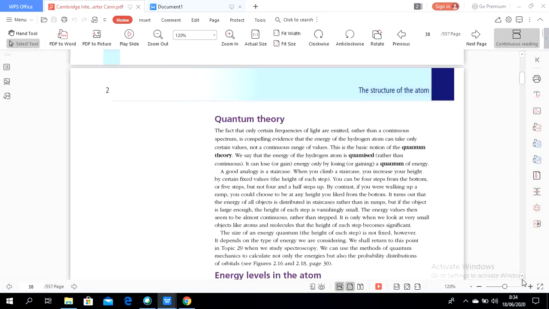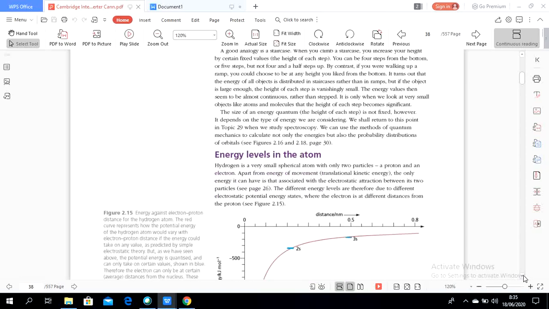By contrast, if you were walking up a ramp, you could choose to be at any height you like from the bottom. It turns out that the energy of all objects is distributed in staircases rather than in ramps. And then the staircases represent the shells. So we shall see the quantum energy levels in the atom.